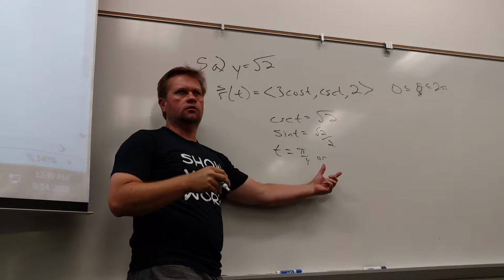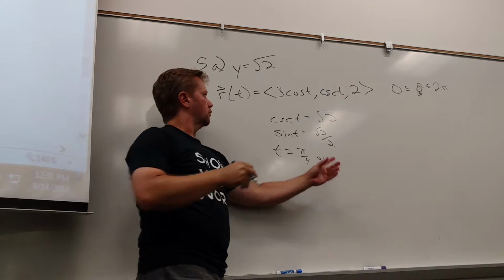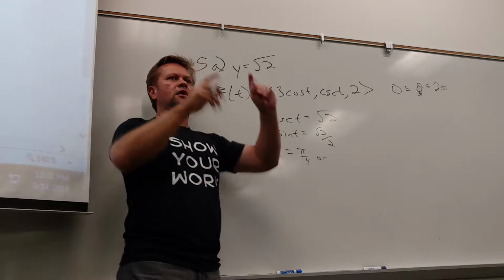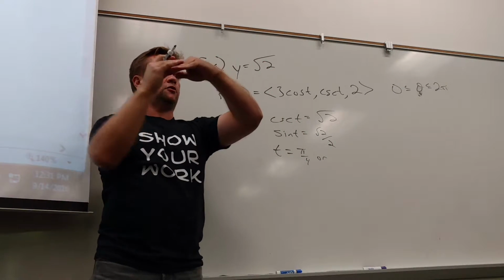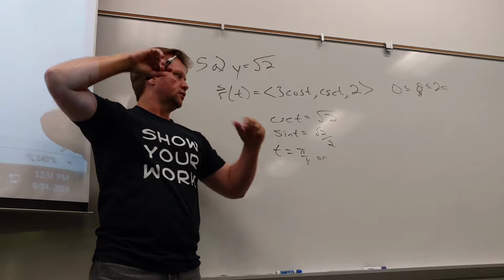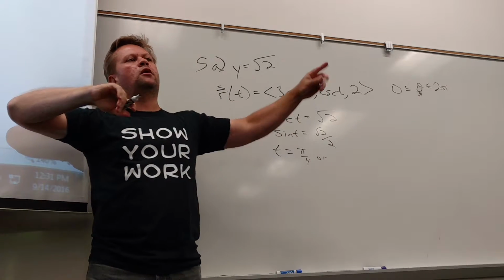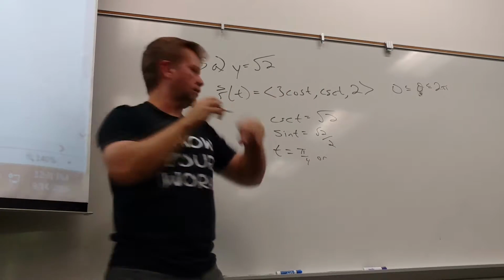Sorry, do it again. I love it. When sine is positive, it's either going to be in the first quadrant or the second quadrant. 5 over 4 reference angle, second quadrant is, I think I heard it, yeah, 3 pi over 4.